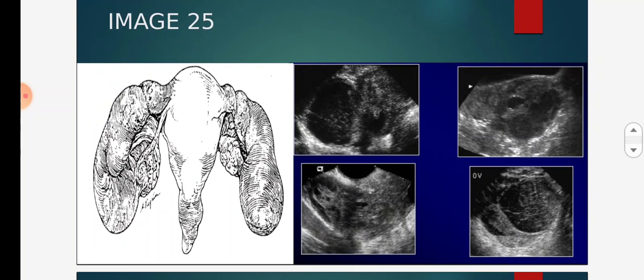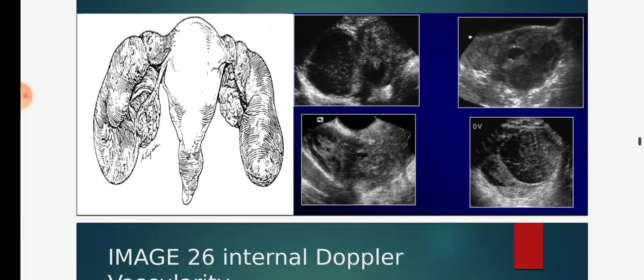25, enlargement of bilateral ovaries, WBC increased, and heterogeneous with peripheral Doppler flow. These are the features of bilateral ovarian abscess.